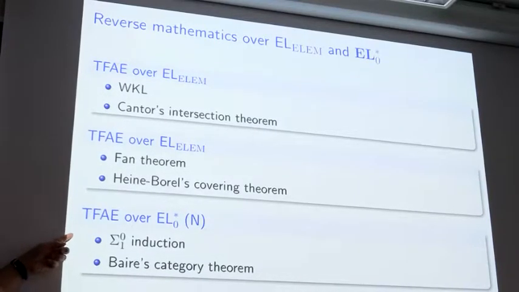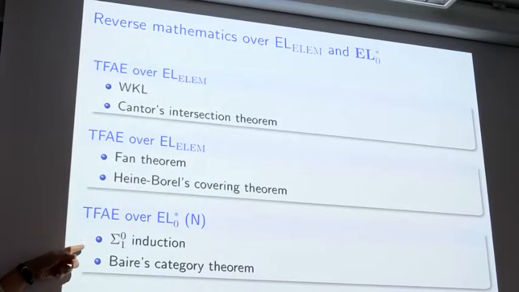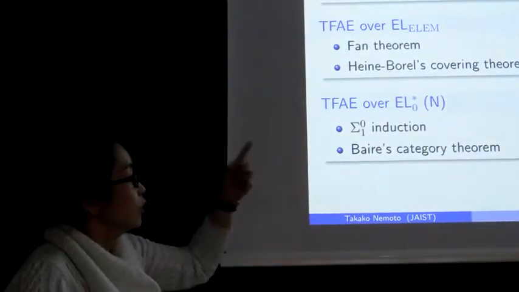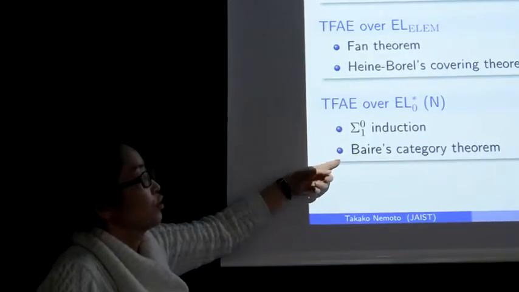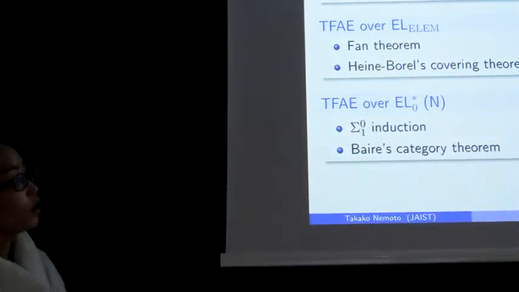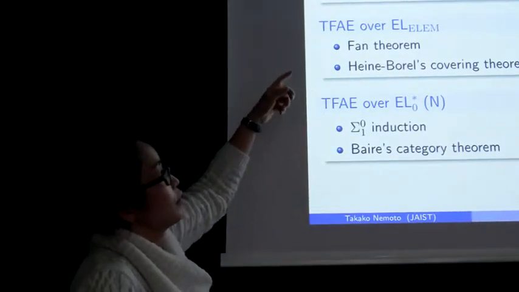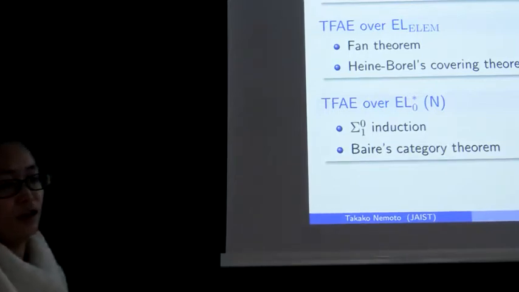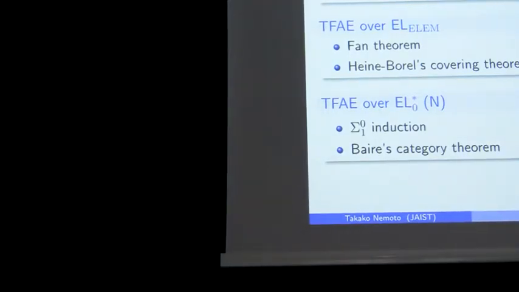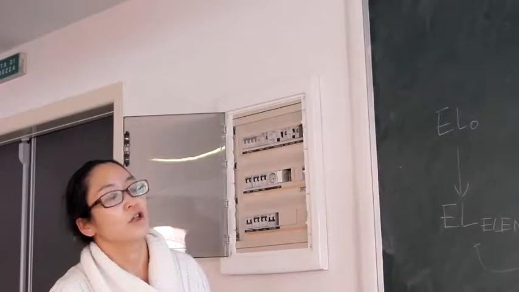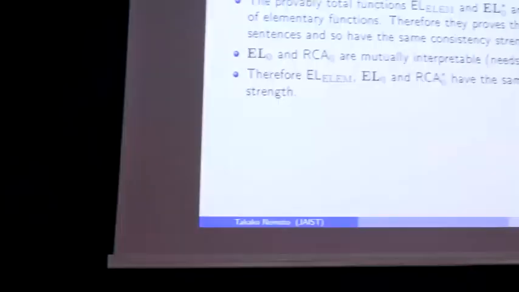and another equivalence that is proved over ELL0 star, that is sigma 01 induction is equivalent to Bell's category theorem. I think this result is difficult to prove over ELM because I use quantifier-free choice. So there are some results over ELM and ELL0 star.